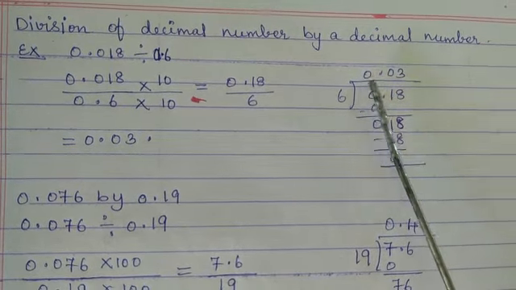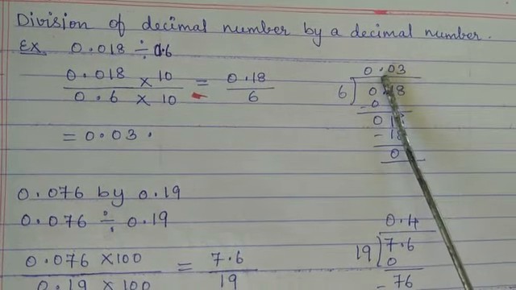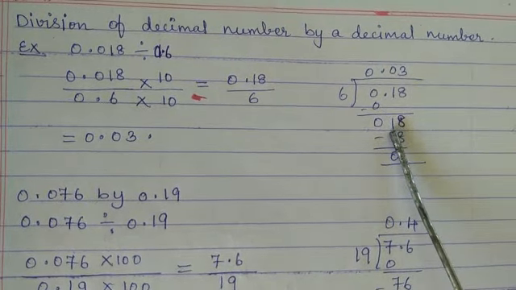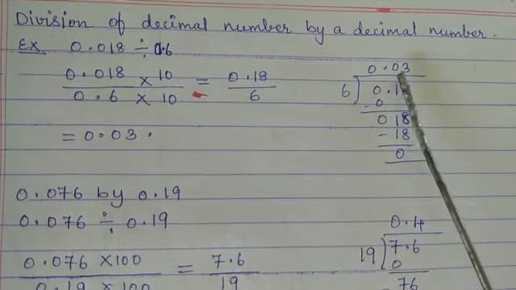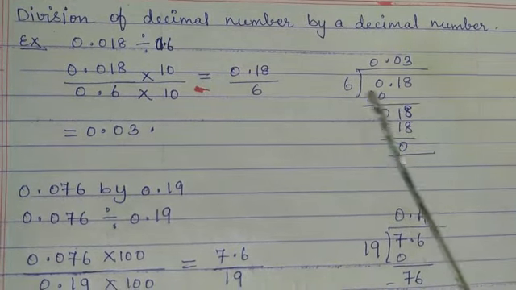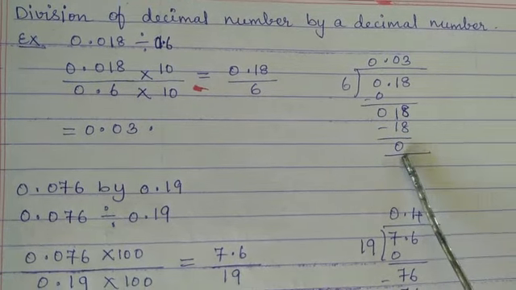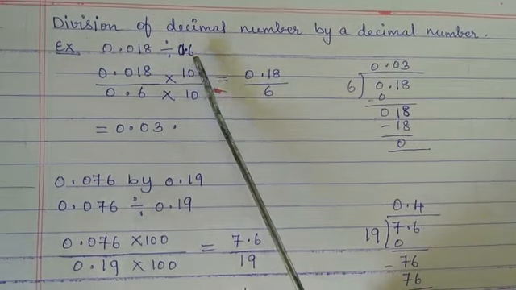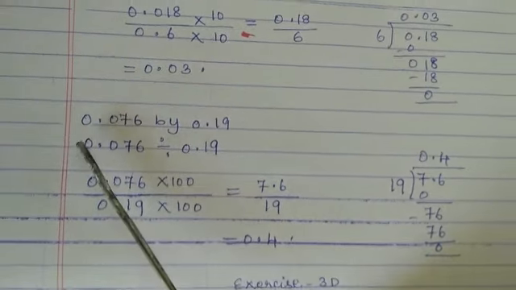So we will put 0 here. Then next, after the decimal point we take the digits. So put the decimal point in the quotient also. Then we bring down the next number 1. Here we see that 1 is less than the divisor 6, so we put 0 here. Then we bring down the next digit, that is 18. Then 18 divided by 6 is equal to 3. 3 6s are 18. The remainder is 0. So the quotient of 0.018 divided by 0.6 is equal to 0.03.